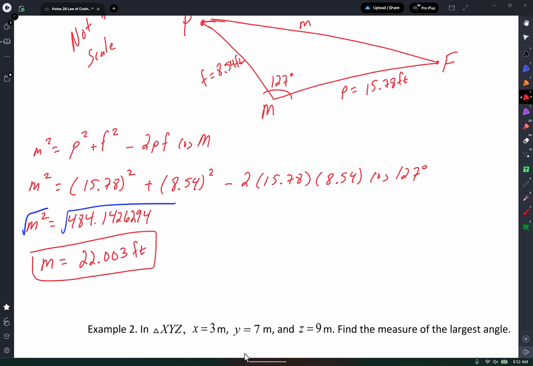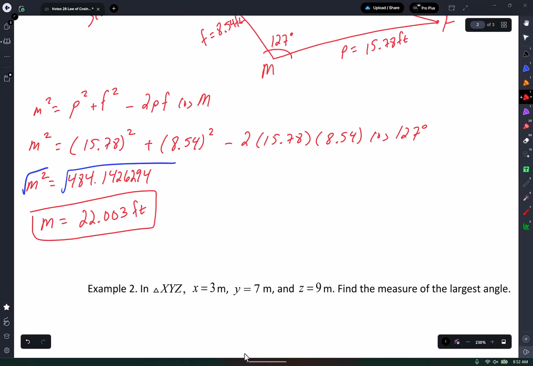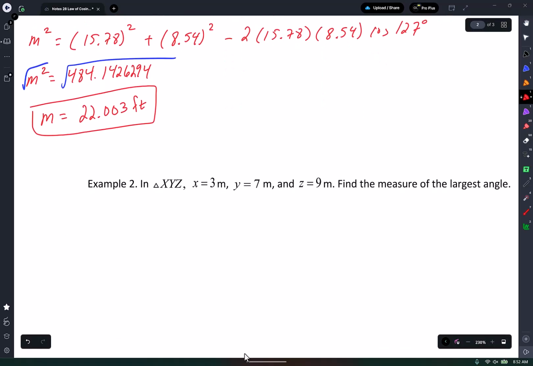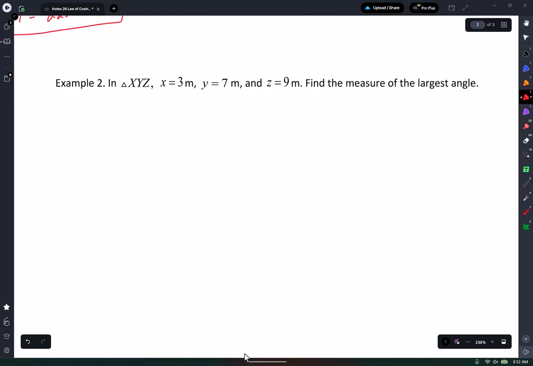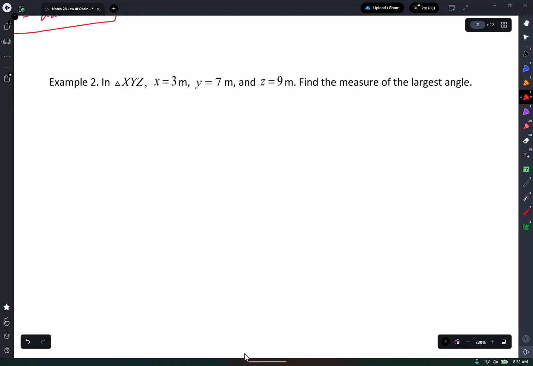How are we feeling, guys? Okay. All right. Let's do this one. This one's a little different, but not by much. It says in triangle XYZ. So I'm going to write not to scale again. Not to scale. So I'm going to draw a triangle.